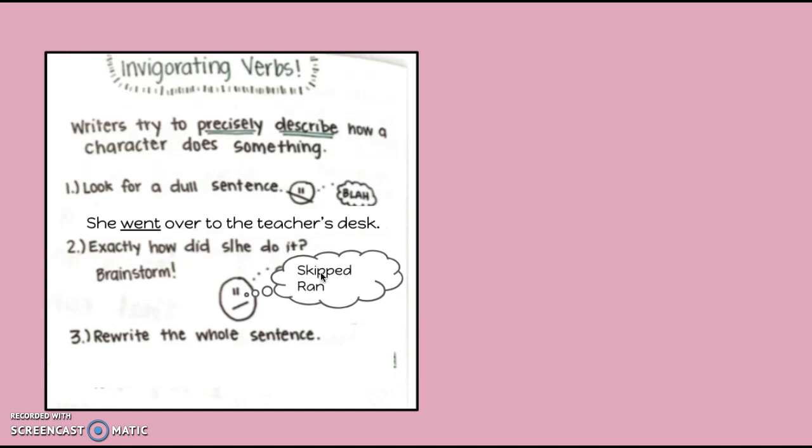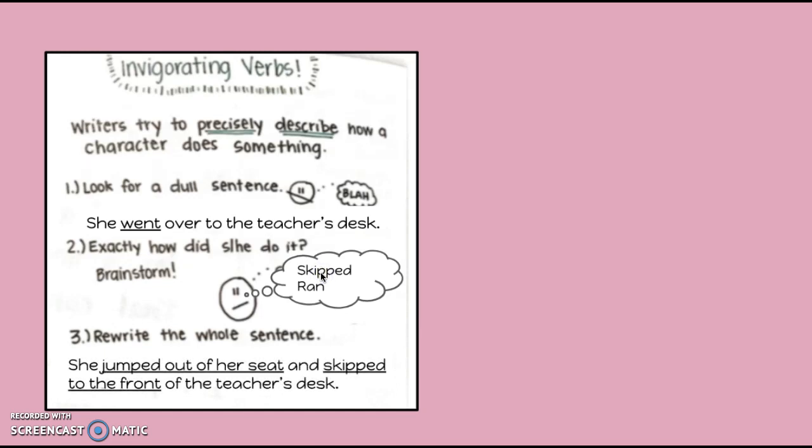So now I have to rewrite the sentence in a more exciting way to describe this verb. So I'm saying that she jumped out of her seat and skipped to the front of the teacher's desk. Now this describes what my character is doing in a much better way.